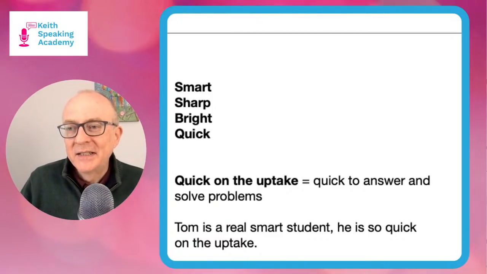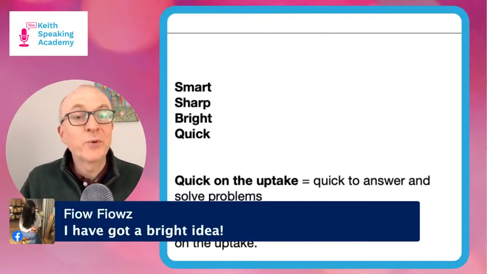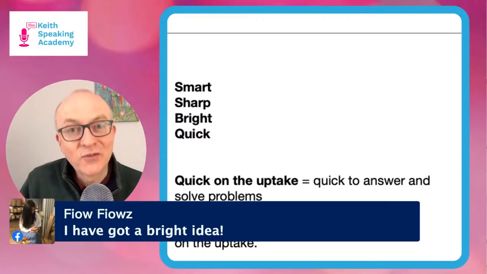Let's see. James says, I'm not as sharp as my mum. Very nice. Like it. Very, very nice. Fios, I've got a bright idea. Lovely English. Fios, very, very nice. Yep.